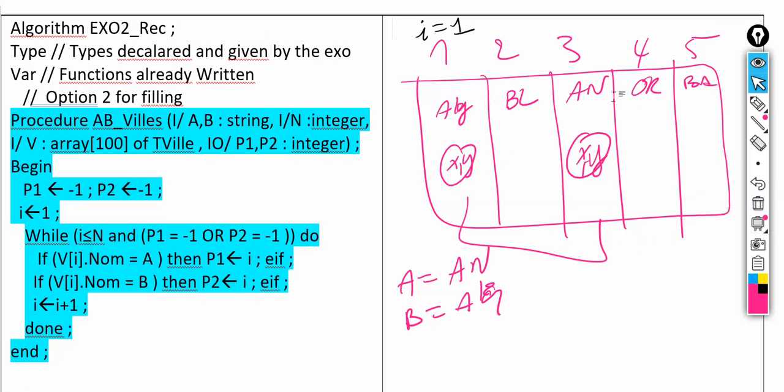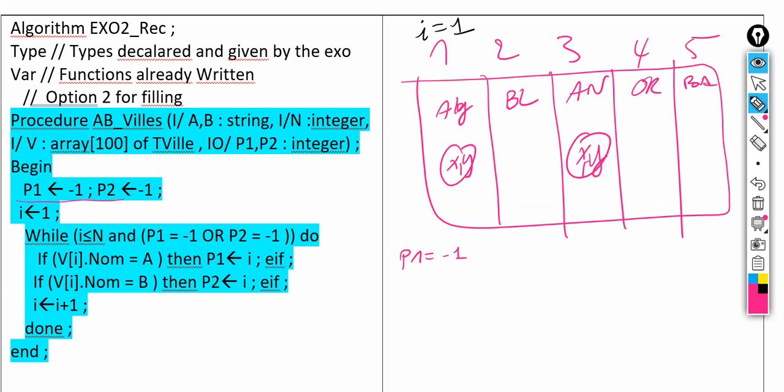So I will do it on this array. So let's take A and B as A is Annaba and B is Alger. So at the end, I need P1 and P2. P1 needs to be 3 and P2 needs to be 1. So let's execute it very quickly. Look at here. So I will initialize here P1 to -1. All right. And P2 to -1.